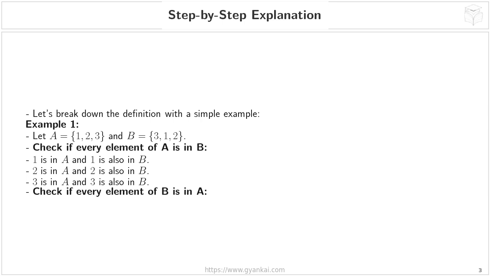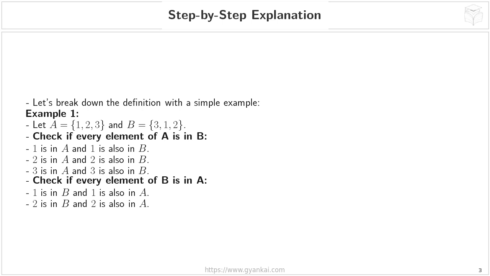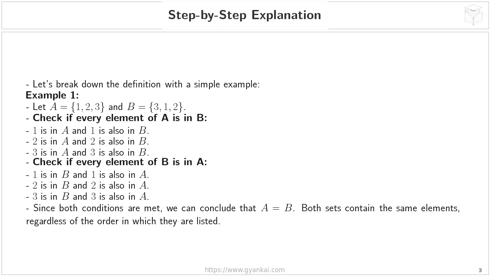We also need to check the reverse. We need to make sure that every element in set B is also found in set A. Is 1 in set B? Yes. And is 1 also in set A? Yes. Is 2 in set B? Yes. And is 2 also in set A? Yes. Is 3 in set B? Yes. And is 3 also in set A? Yes. Perfect. We've now confirmed that every element in set B is also in set A. Since both conditions are met, every element of A is in B, and every element of B is in A, we can confidently conclude that set A is equal to set B.